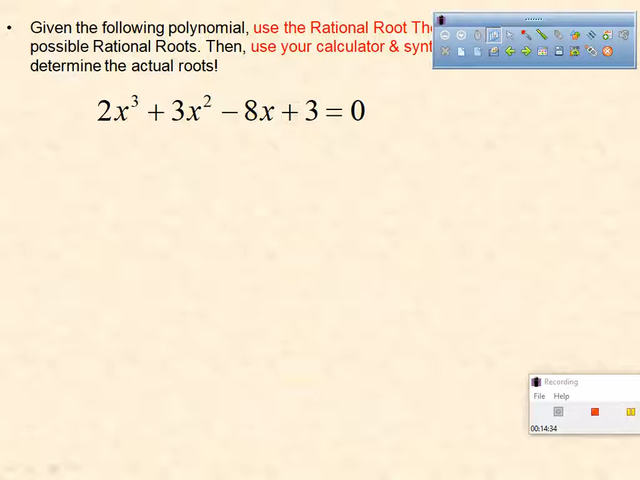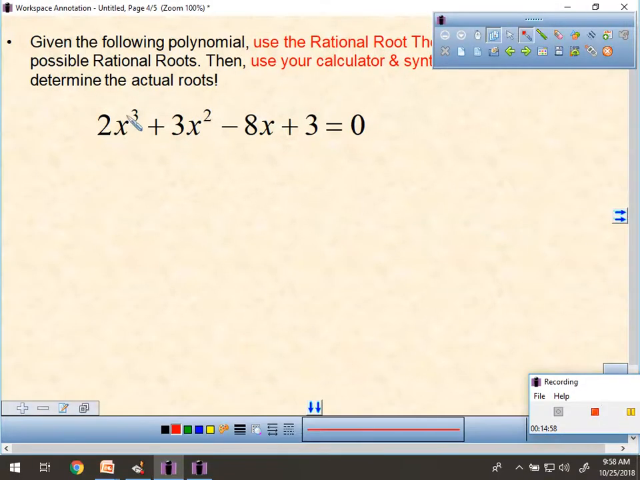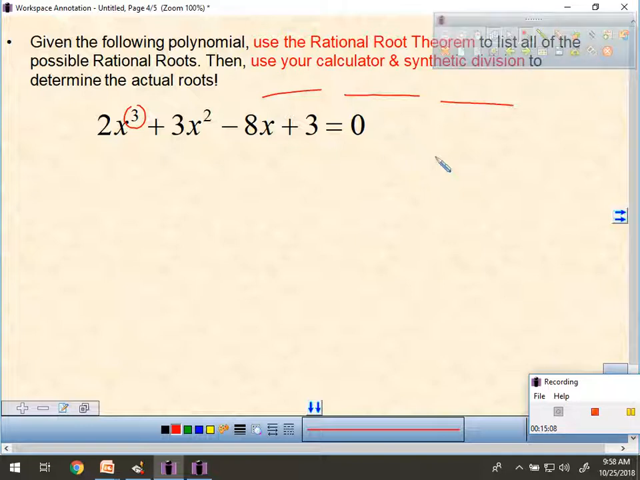So you got 2x cubed plus 3x squared minus 8x plus 3. So again, I'm a creature of habit. First thing I do is I look at the degree, and this is a degree 3. And so this means I'm going to have 3 answers. Beyond a shadow of a doubt, I know that I'm going to have 3 answers. The question is, where do I go from here?